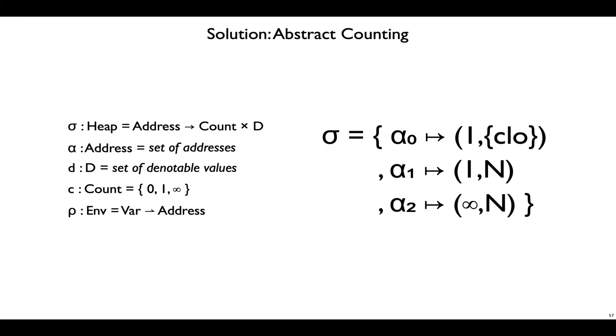Alpha 1 maps to a natural number n and also has an abstract count of 1, indicating that this abstract number n, although its value is unknown, refers to one specific concrete number. Alpha 2 also maps to an abstract number n, but its abstract count is infinity, indicating that its unknown value represents multiple concrete values.